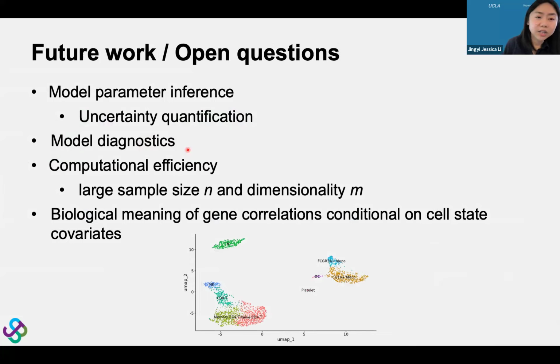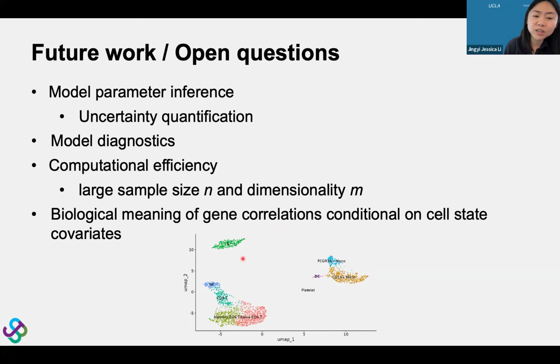And model diagnostics, besides just checking the similarity between synthetic data and real data, can we have some more principled approaches? Not just the index I introduced, because the index relies on dimension reduction. So that's something I think is an open question. And something we must address is the computational efficiency. How can we make it faster? I think some simplification or approximation is needed to make the simulator fast. And finally, the thing I mentioned, the biological meaning of gene-gene correlations.